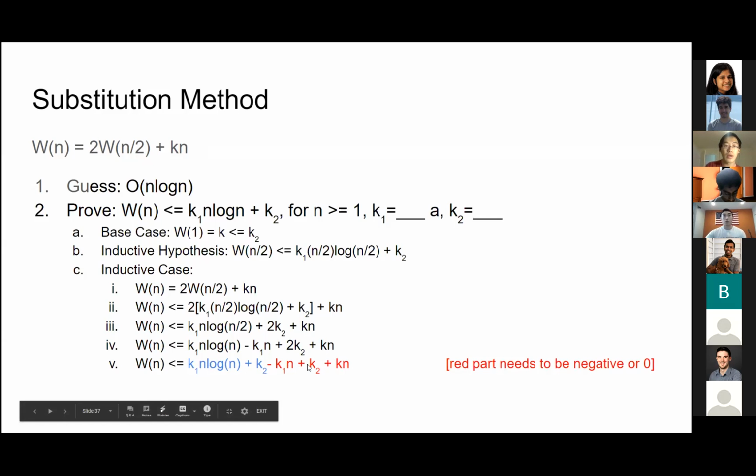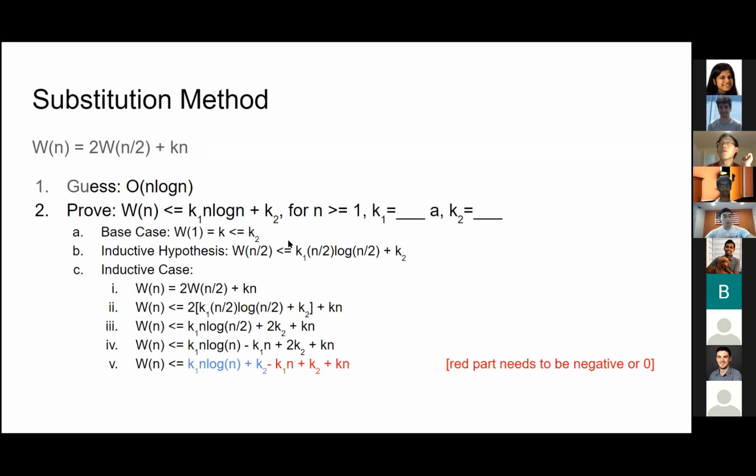And this is where we actually can come up with some constants k1 and k2 that work for this equation. So we want to come up with constants k1, k2 in terms of k that make this red part of the expression negative. And keep in mind that we also want it to work for the base case. So does anybody have some suggestions on what k1 and k2 could be?